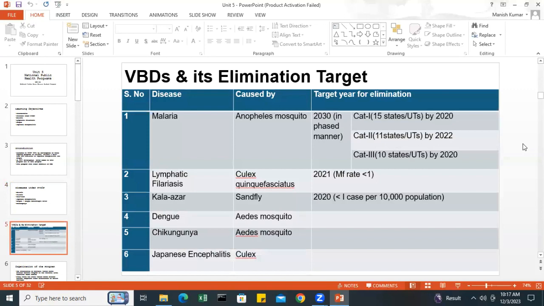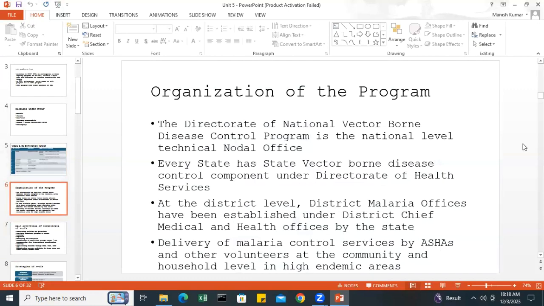So this is basically the categorization of vector-borne diseases, as I showed in the previous slide. These are six diseases, and the Government of India has its own elimination targets. Malaria is caused by the Anopheles mosquito, and they are targeting to finish it by 2030. Lymphatic filariasis is caused by the Culex mosquito. Kalajar is caused by sandfly. Dengue and chikungunya are caused by the Aedes mosquito, whereas Japanese encephalitis again is caused by the Culex mosquito.